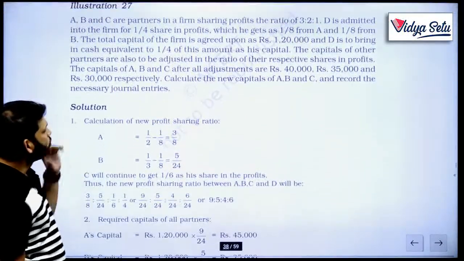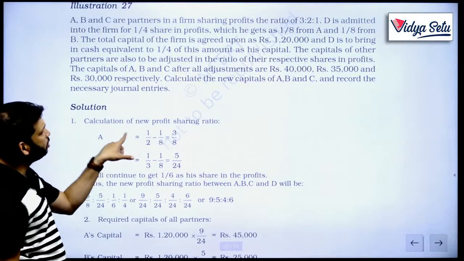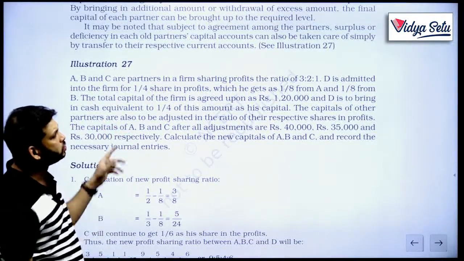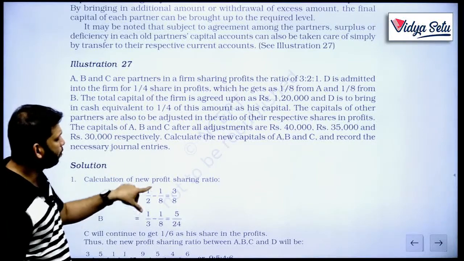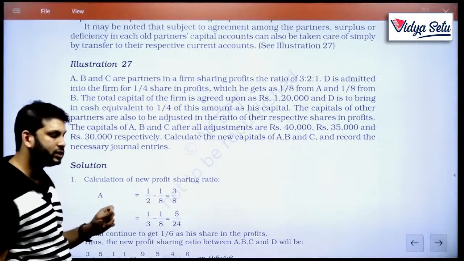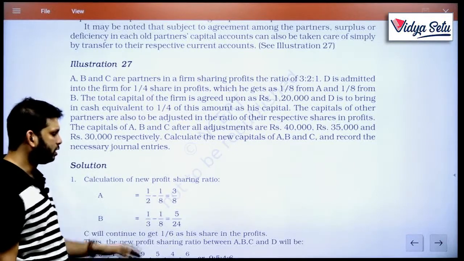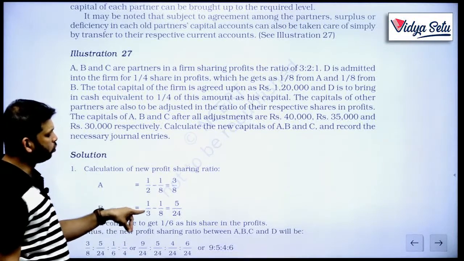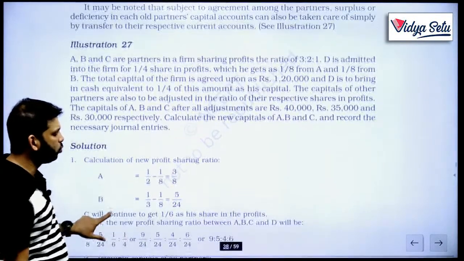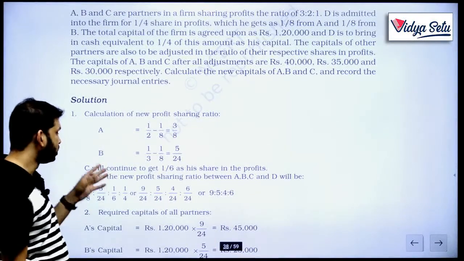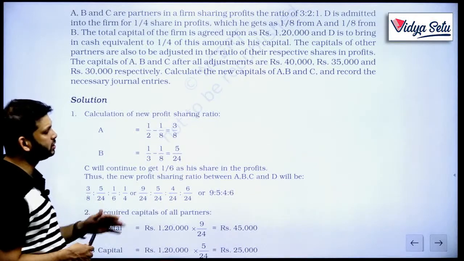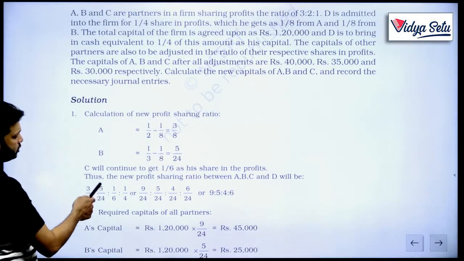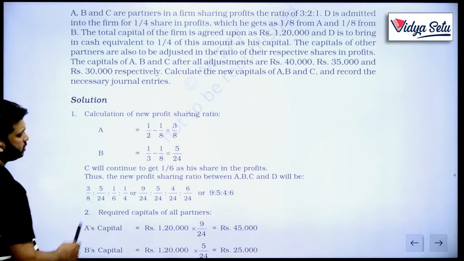So, see, what is the new ratio of A? A had earlier 3:2:1, that is 3 plus 2 plus 1, 6. So, 3/6 is 1/2. 1/2 minus how much he is sacrificing? He is sacrificing 1/8. So, how much is remaining for him? 3/8. And B is 2/6, that is 1/3. So, 1/3 minus 1/8 is 5/24. So, these are the two ratios. C will continue to get his 1/6 because he is not sacrificing anything. So, the new ratio is 3/8 : 5/24 : 1/6 : 1/4.